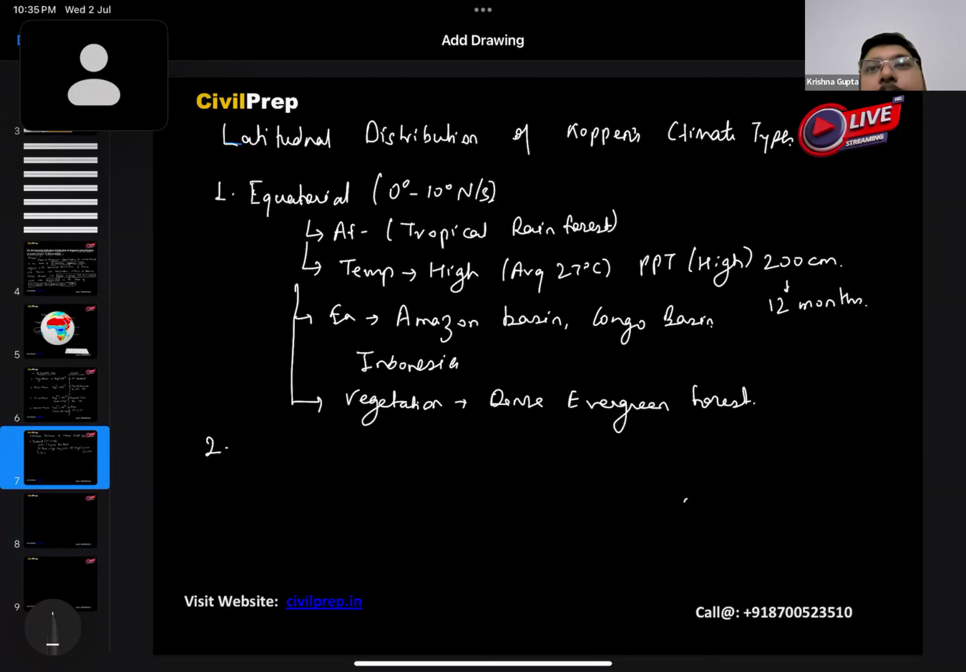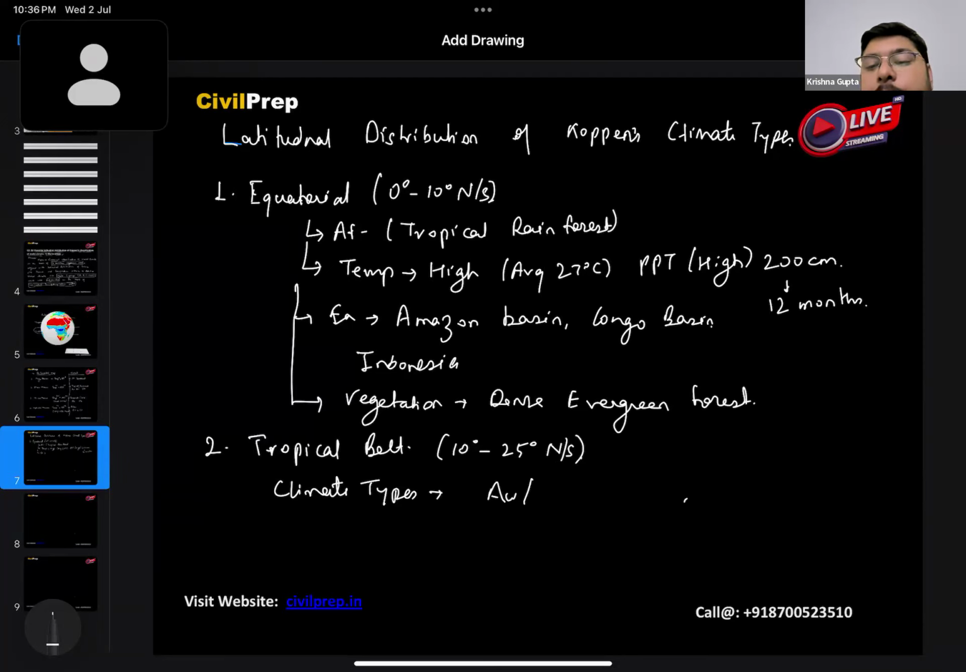Now, second we'll be looking here, that is the tropical belt. The tropical belt is present between 10 degrees to 25 degrees north and south of the equator. So here the climate types are AW, AS, that is tropical savanna, and AM, that is monsoon.